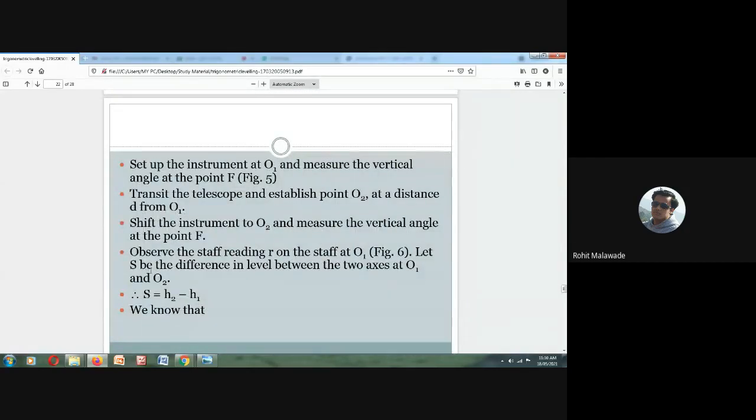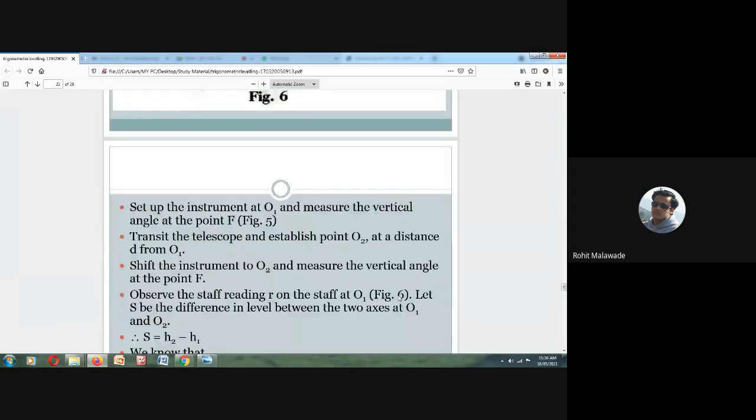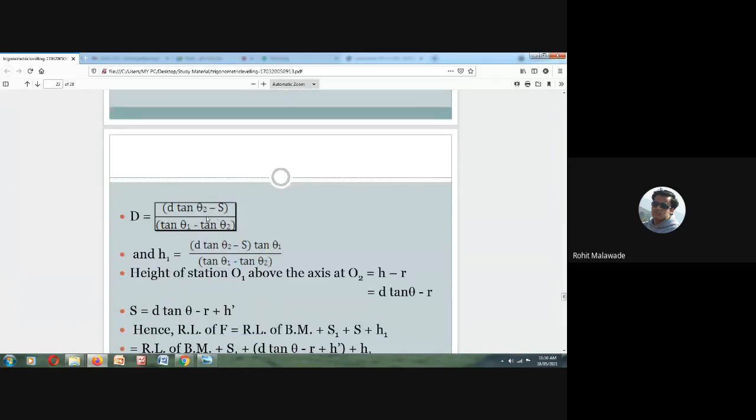Let S be the difference in the elevation at the two axes at O2. Therefore S is equal to the difference in the staff readings. Here we take the staff reading at some height, and at O2 we take one more staff reading. The difference between the two readings, that is, the difference between the two lines of collimation, is S. So H2 is equal to H1, so D is equal to D tan theta 2 minus S.